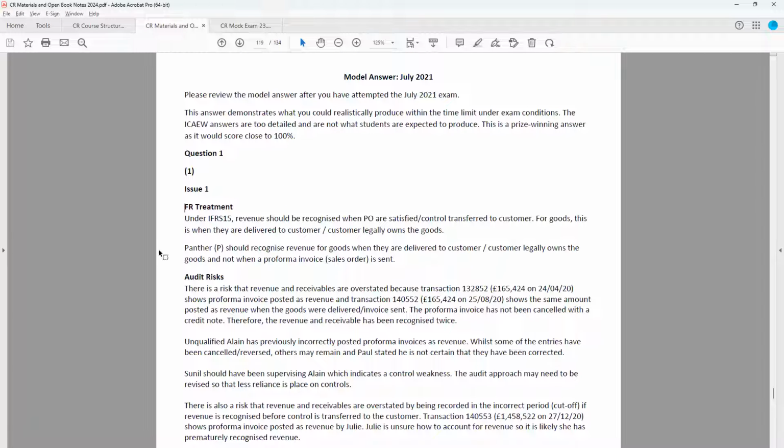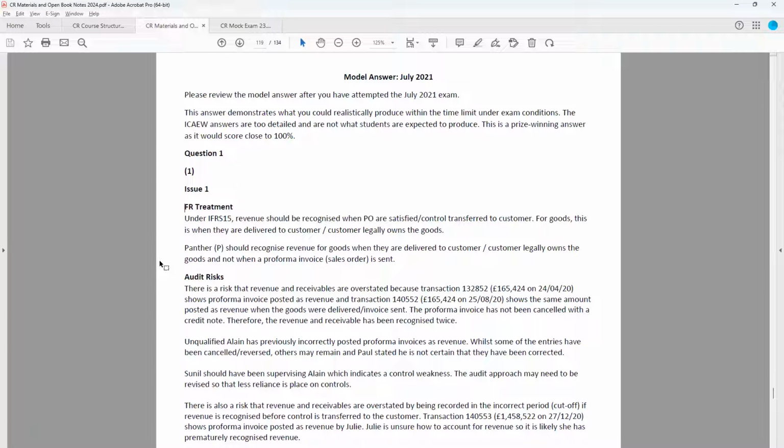It's important to note that the answers in the back of the ICAEW question bank aren't what students are expected to produce. They're far too detailed, and whilst they're a very useful resource because they give comprehensive explanations, you aren't expected to produce that level of detail.